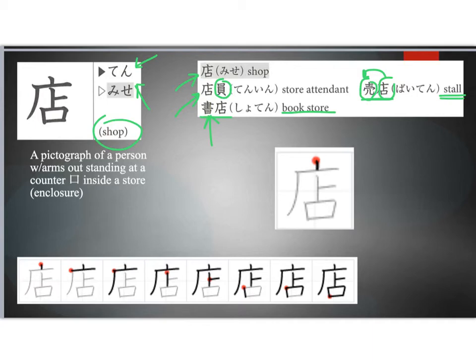So literally a bookstore. This really looks like a pictograph of a person standing at a counter with their arms out. So there's the person right there, and then they're in some sort of enclosure here. You can think of maybe this top part as, I don't know, a chimney or something like that. And this is the stroke order. 1, 2, 3, 4, 5, 6, 7, 8.